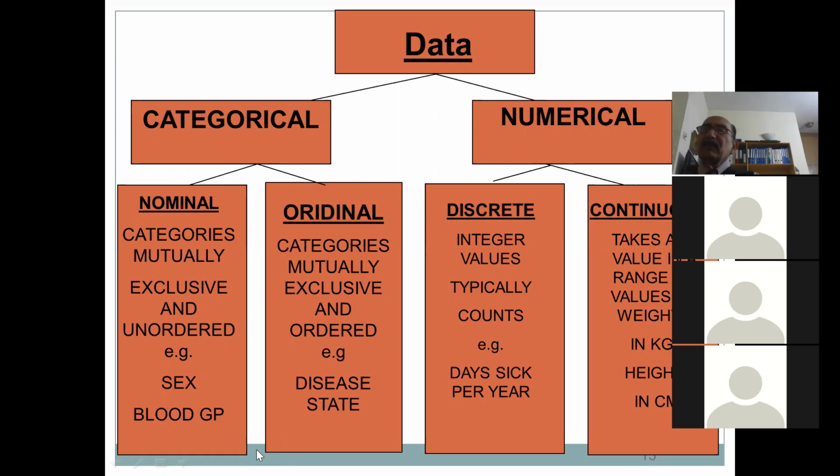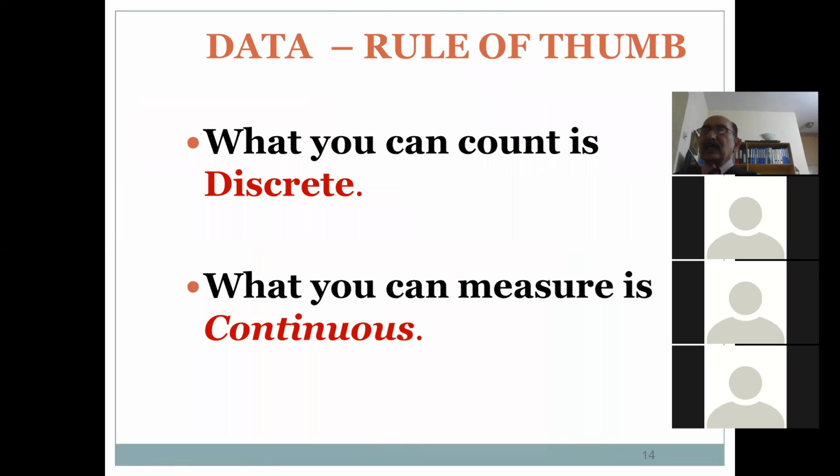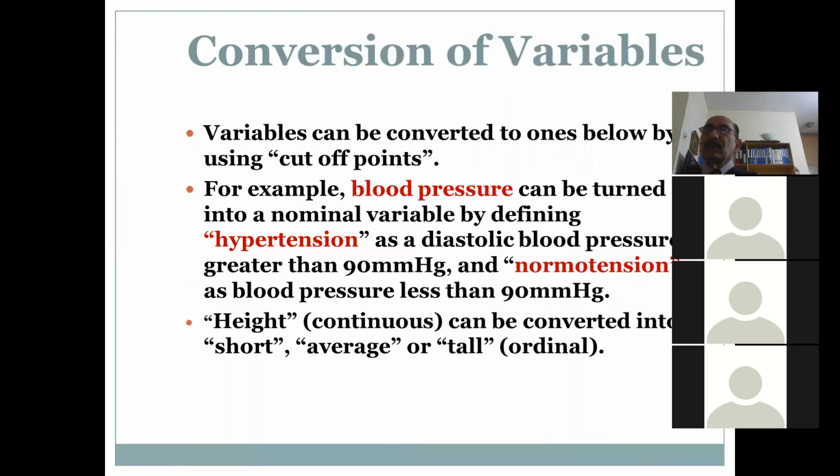So this is very important to understand, because further analysis in your study depends on knowing which type of data, which type of variable is in your study, whether it's categorical or numerical, and if it is categorical, whether it is nominal or ordinal, and if it is numerical or quantitative, whether it is discrete or continuous. So what you can count is discrete, what you can measure is continuous. That is a rule of thumb.